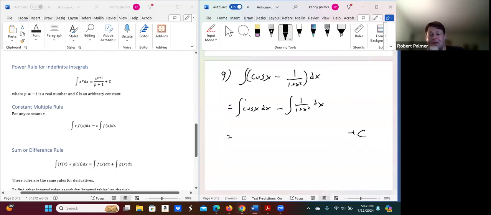What function gives me a derivative of cosine of x? You might have to think back or maybe look back at your notes, but that's going to be sine of x. So if you take the derivative of sine of x, you get cosine of x.